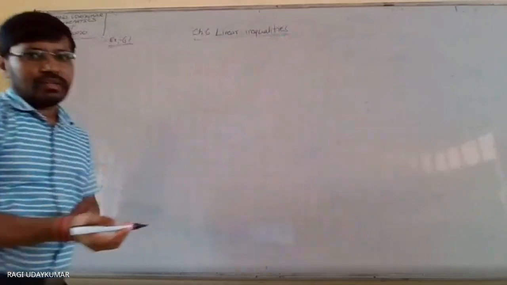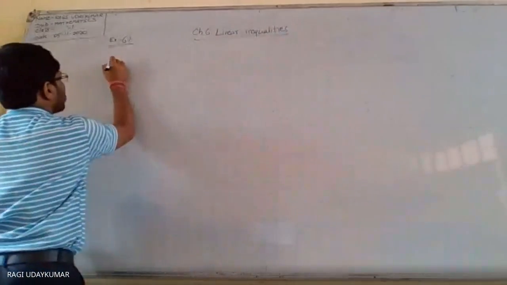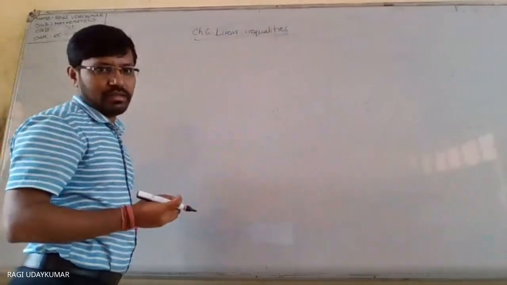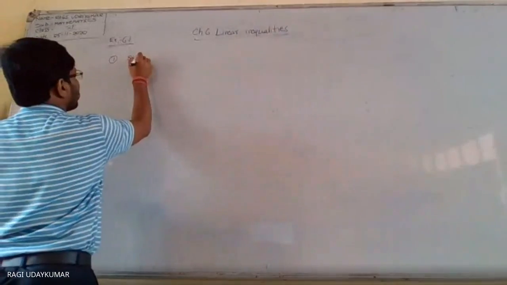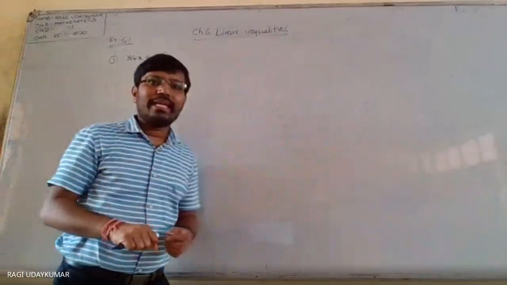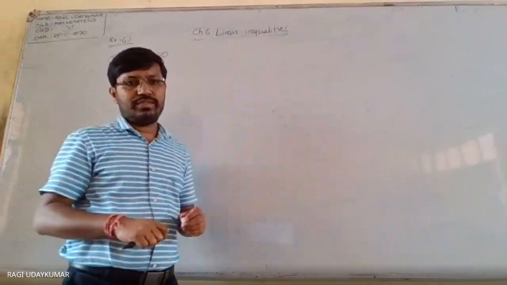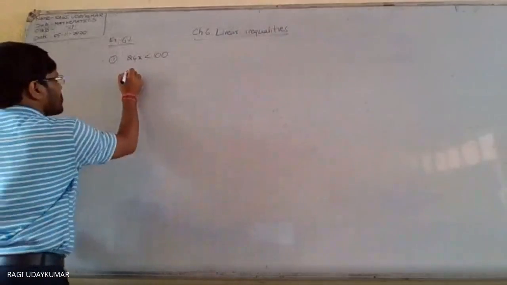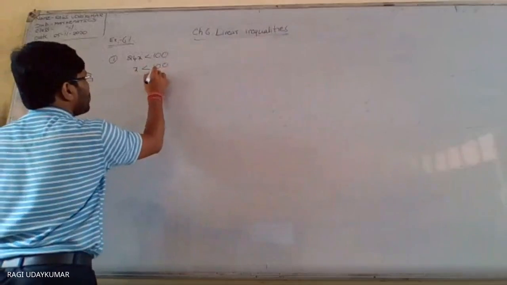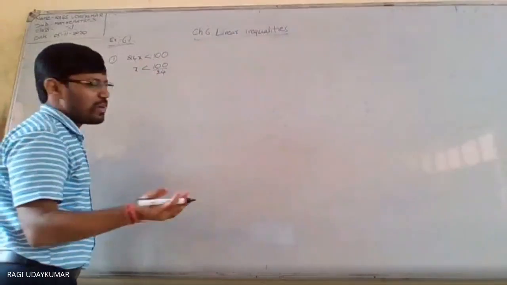Linear inequalities. So exercise 6.1 में first question क्या दे दिया है? First question is 24x less than 100. When x is a natural number, when x is an integer. First thing is given. First question में natural number है. So x less than 100 by 24.